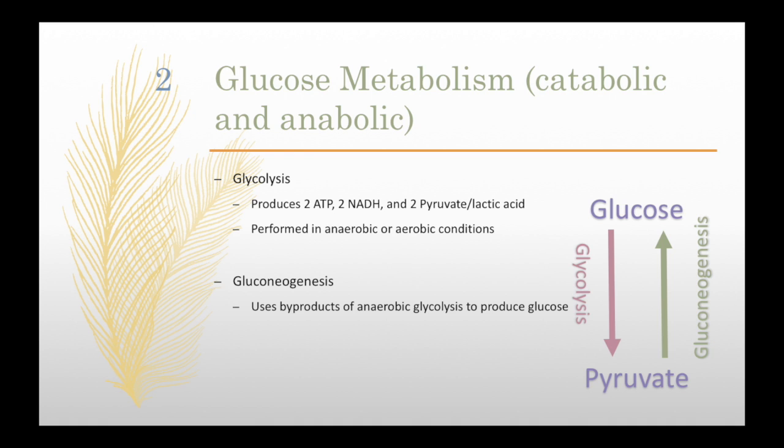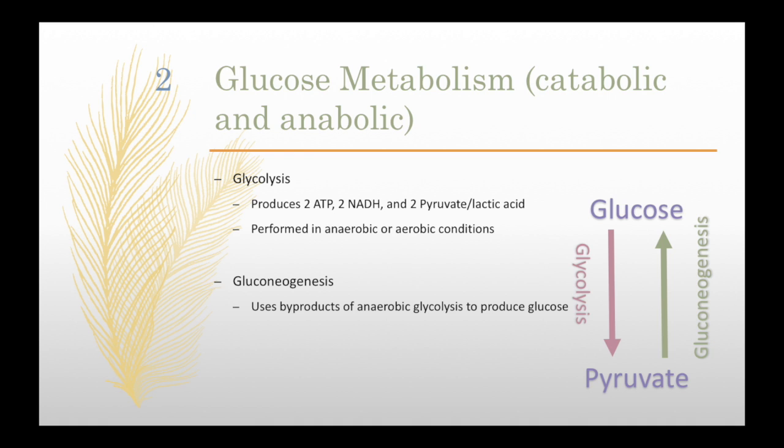Glucose metabolism can happen in two ways, a catabolic and an anabolic pathway. The catabolic pathway is glycolysis. Glycolysis breaks down glucose to produce 2 ATP, 2 NADH, and either 2-pyruvate or lactic acid.